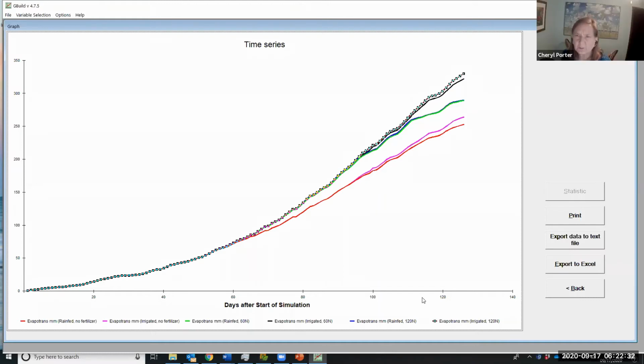Okay, so these differences probably follow the biomass fairly closely.